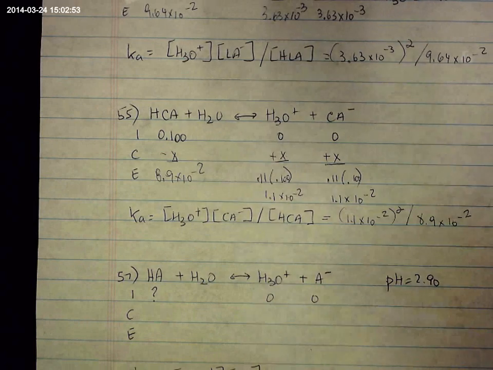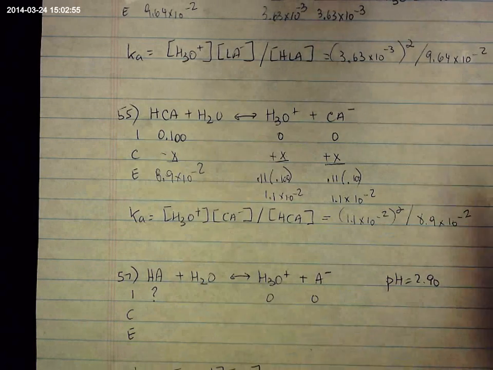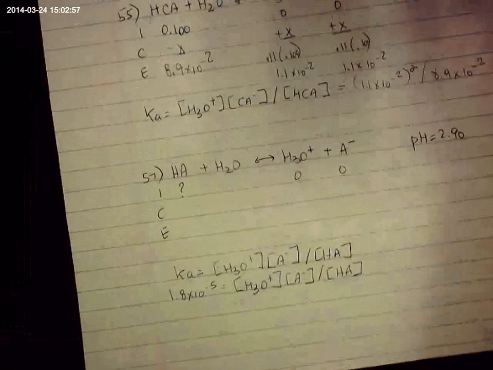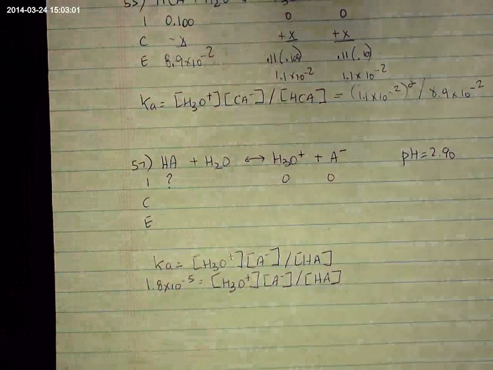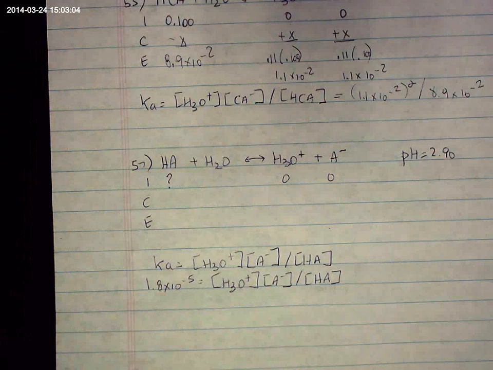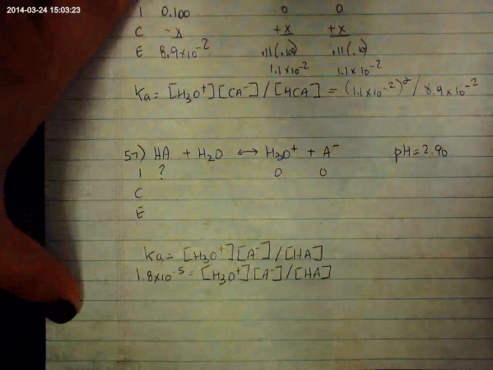Again, I apologize for not simplifying. I just want to show you setups. Let's take a look at question number 57. 57 is giving me a sample of vinegar. It tells me that the pH is 2.90. If acetic acid is the only acid that vinegar contains, and they tell me that the Ka is 1.8 times 10 to the negative fifth, calculate the concentration of acetic acid in the vinegar. So they want the undissociated acetic acid in vinegar. All right, so let's take a look here.